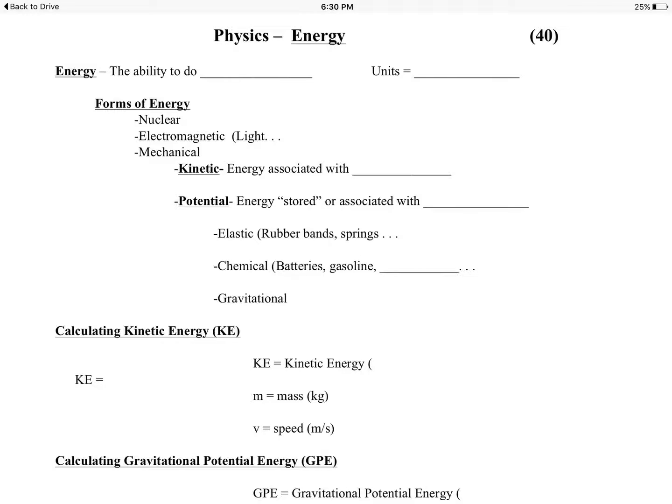Energy is the ability to do work. As we've learned earlier, work and energy are closely related, same units. The units are joules. For energy, any kind of energy, we'll use a capital J.